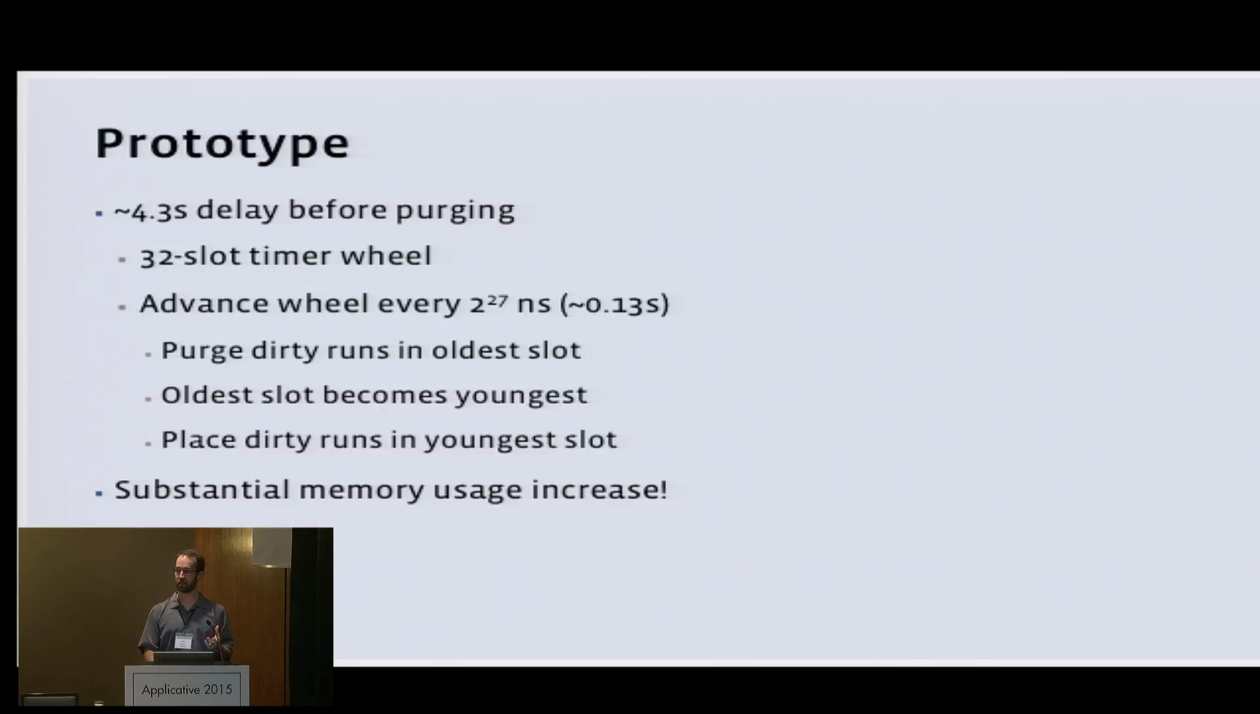The surprise: it really increased the amount of memory we're using. And in retrospect, this is totally obvious, and I'm a little shocked to say that none of us saw it coming.